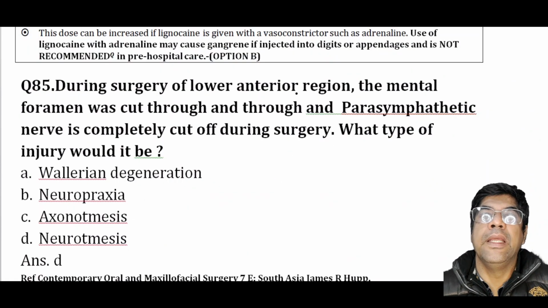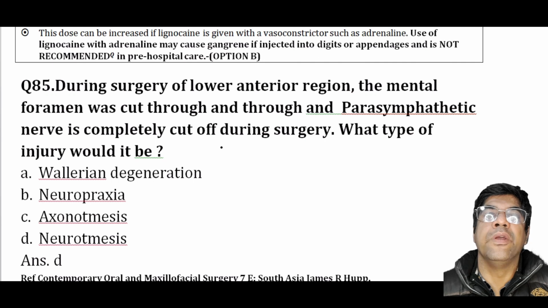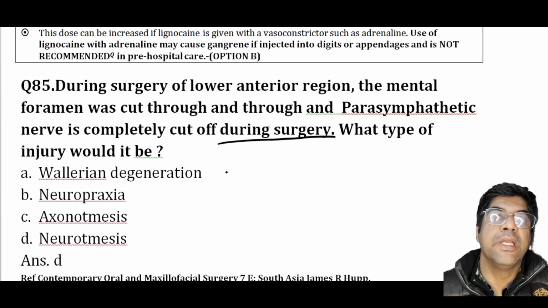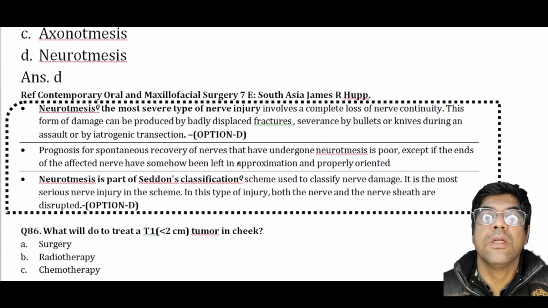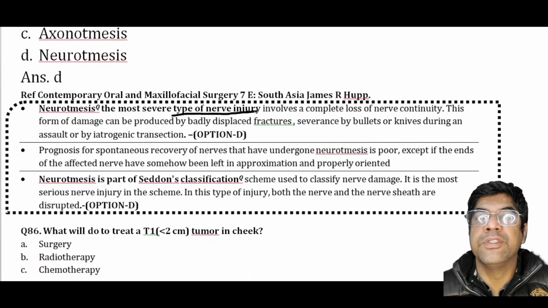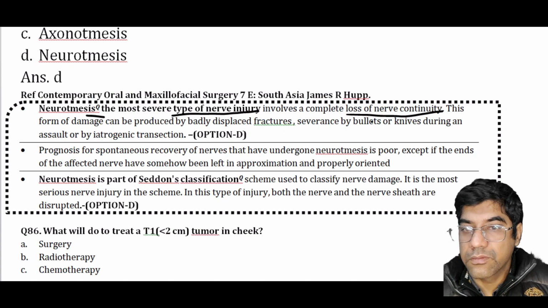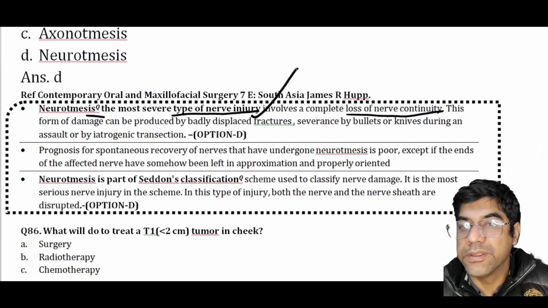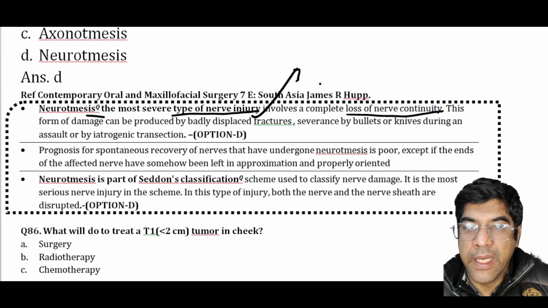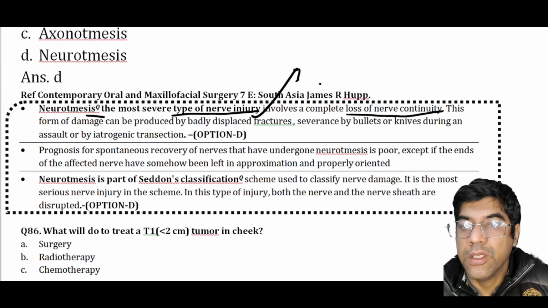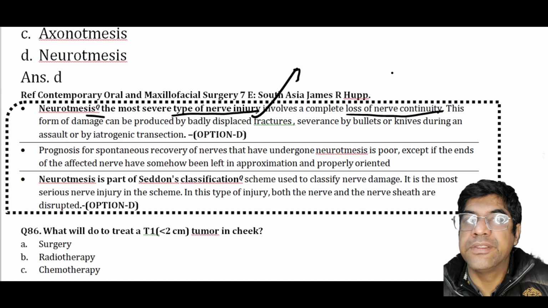During the surgery of the lower anterior, the mental foramen was cut through and the parasympathetic nerve supply is completely cut off during surgery. So what type of injury would it be? The answer is neurotmesis. So remember, the most severe type of injury is neurotmesis. It involves the complete loss of the nerve continuity. This type of damage can occur due to factors like displaced fractures or being hit by sharp objects like knives, etc. So here there is complete disruption of both the nerves and the nerve sheath.